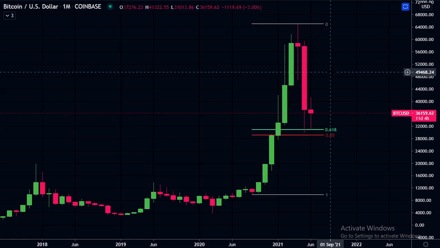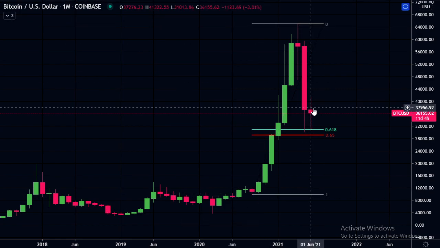Now I want to look at these extensions using the logarithmic scale instead of the regular scale. So just looking at these separately, first if we look at this run up here, we saw we came back to that golden pocket.